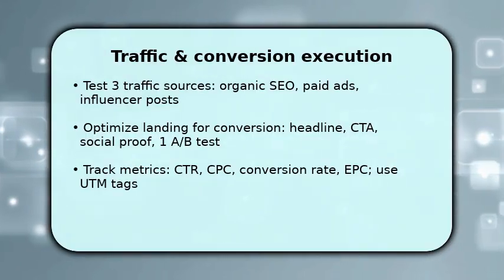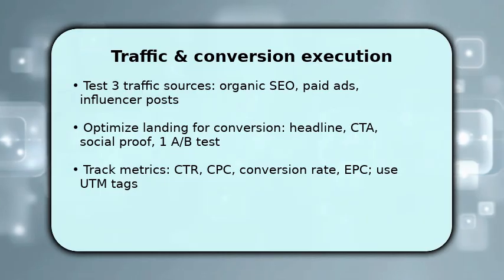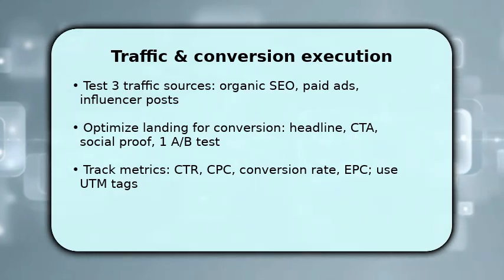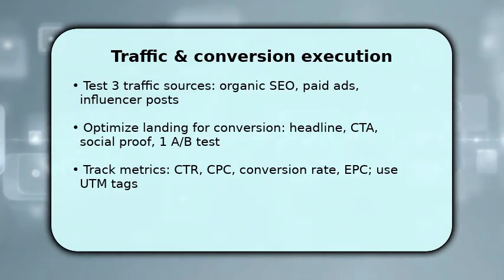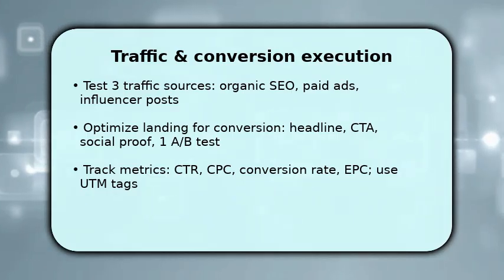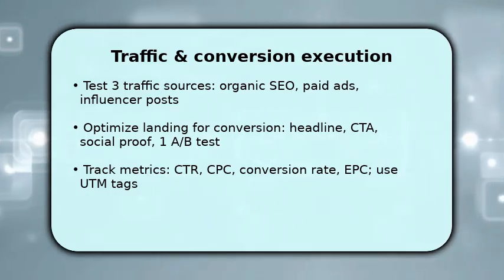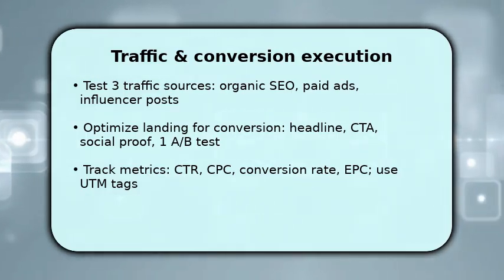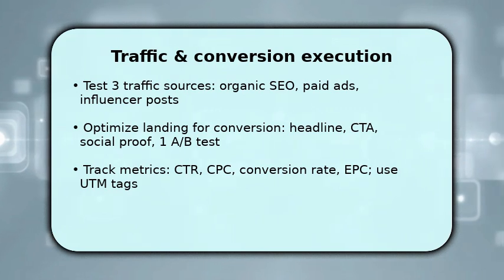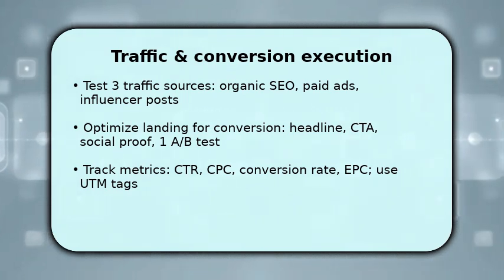Make sure your landing page has a clear headline, one strong CTA, and social proof. Run an A/B test on headline or CTA to lift conversions. Use UTM tags and a basic tracking sheet to monitor conversion rate and earnings per click. Once you find profitable links, scale methodically.